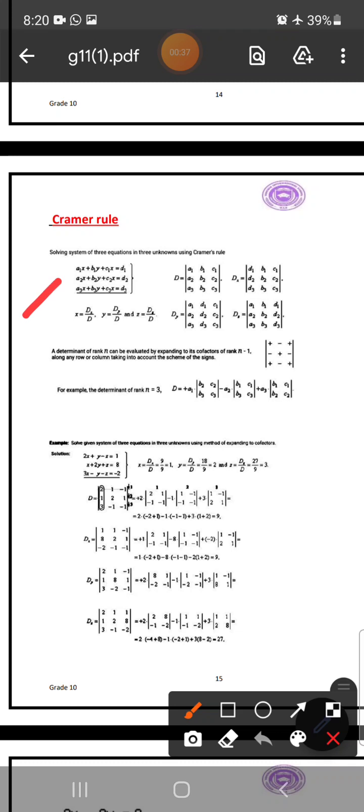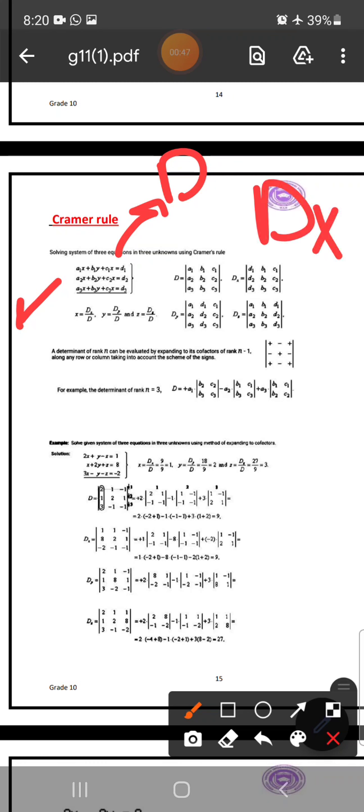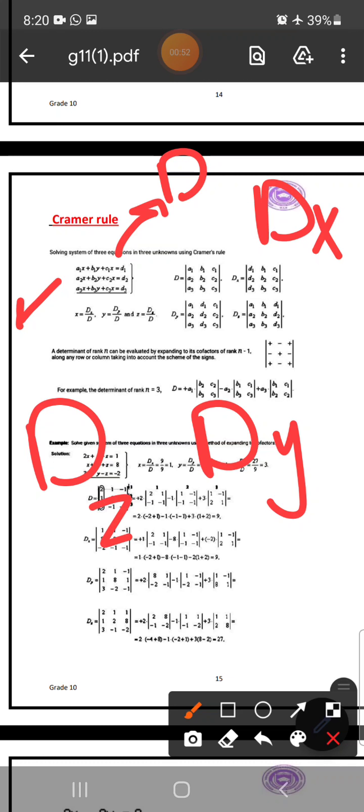If you want to use Cramer's rule, you should get the determinant of this system, then the determinant x of the system, then the determinant y, then the determinant z. Then we're going to make the operation. If you want x, you will do determinant x over d. If you want y, you will get the determinant y over d. If you want z, you will do the determinant z over the determinant of this matrix.